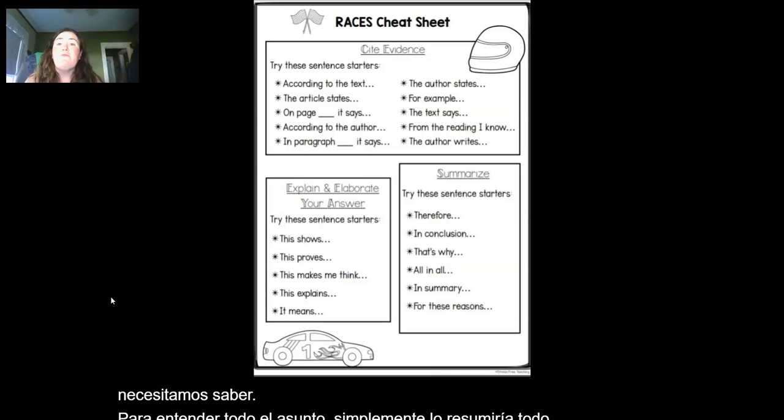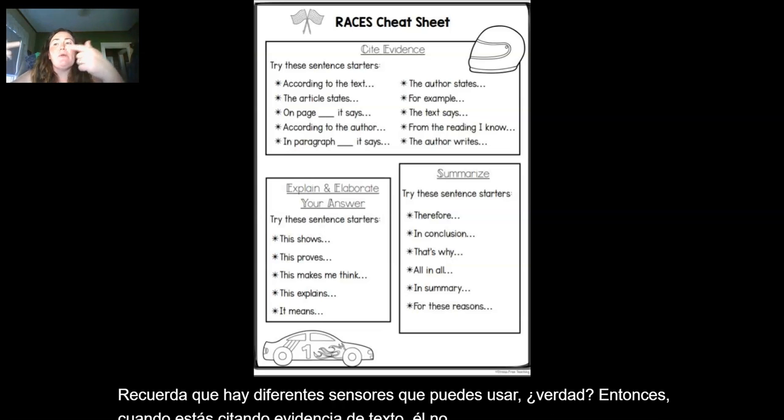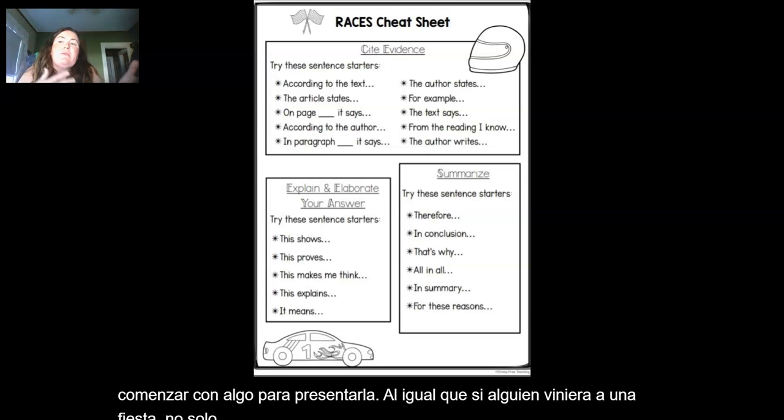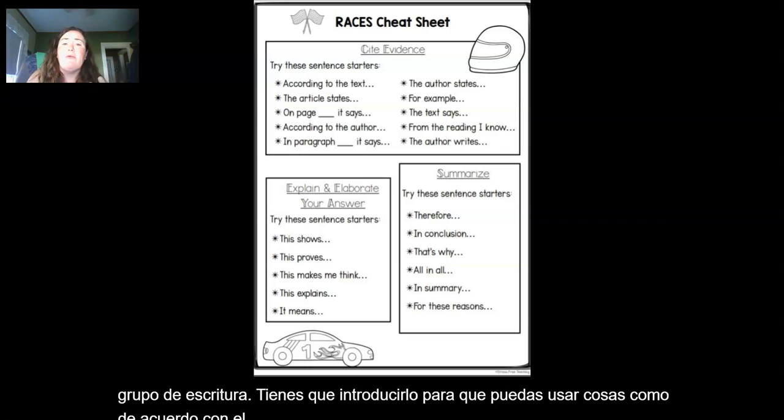Remember, there are different sentence starters you can use, right? So when you're citing text evidence, you just don't put the quote in. You have to start it with something. You have to introduce it. Just like if somebody came to a party, you don't just make them introduce themselves. Same thing with the quote. It's come to your writing party, you've got to introduce it. So you could use things like according to the text, the article states, according to the author, the text says, any of those examples that are here on the page.